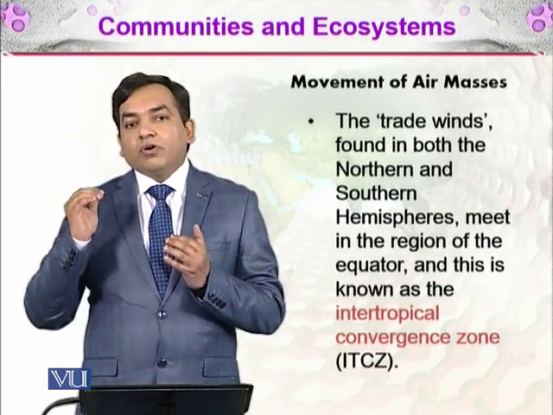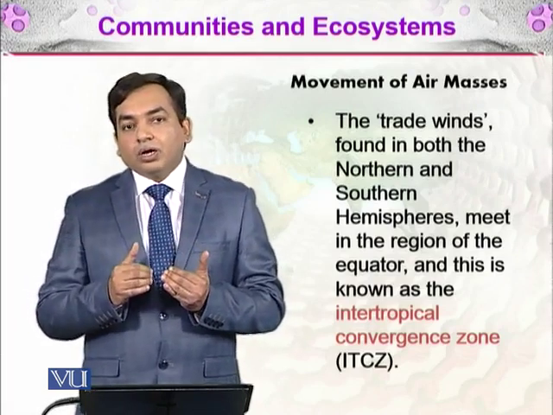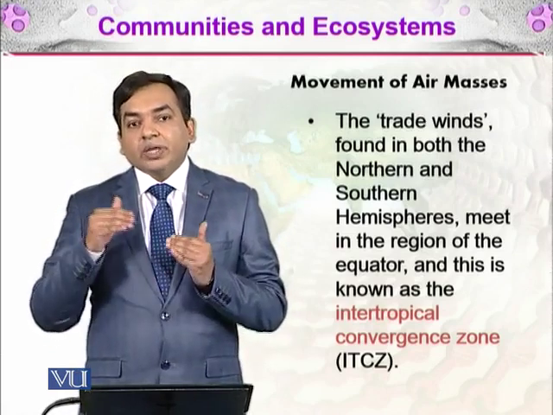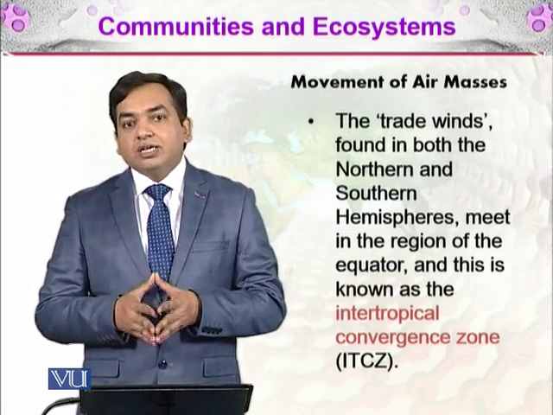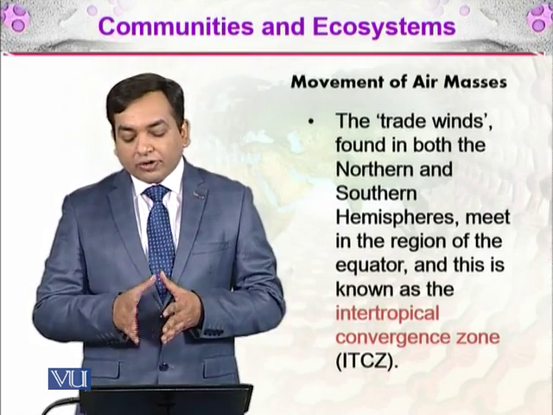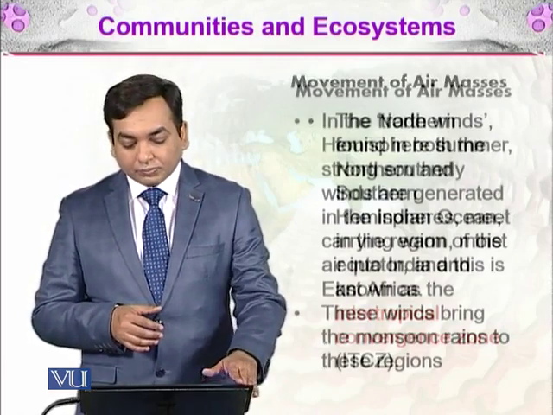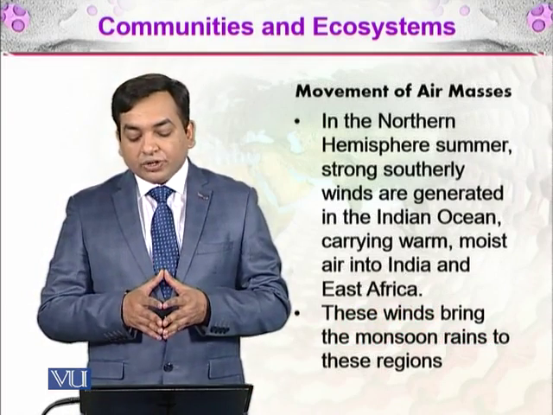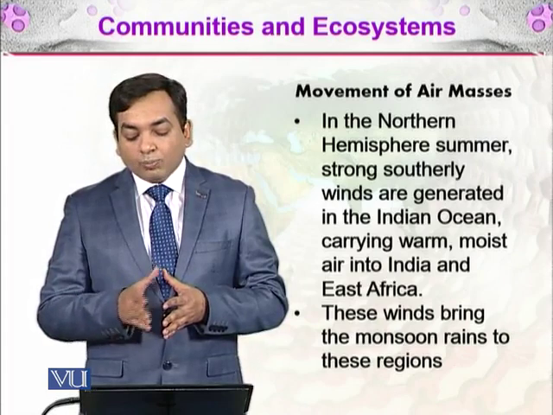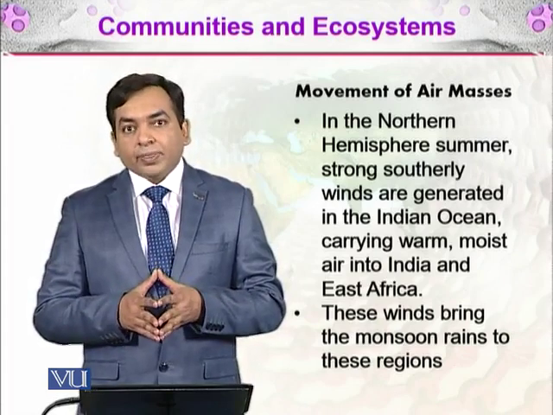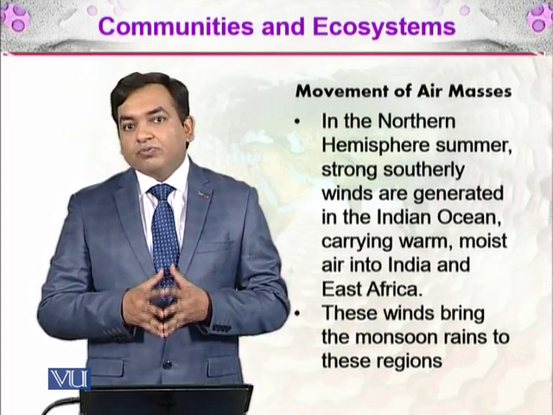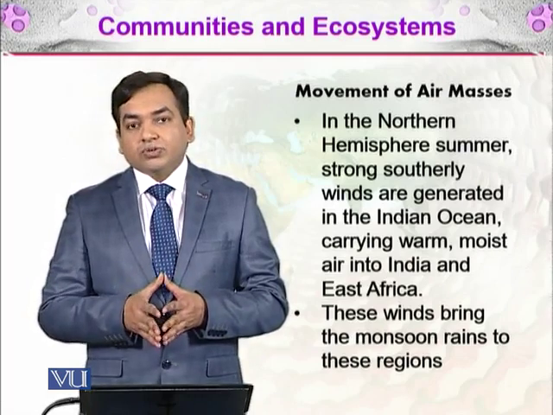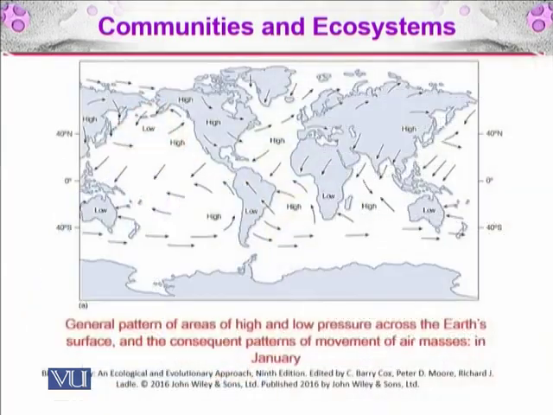The winds coming from the north towards the equator, or from the south towards the equator, combine at the ITCZ, the Intertropical Convergence Zone. In the northern hemisphere summer, strong southerly winds are generated in the Indian Ocean, carrying warm, moist air into India and East Africa. We are familiar in Pakistan with those winds. These winds bring the monsoon rains to these regions. We will be seeing these winds here.